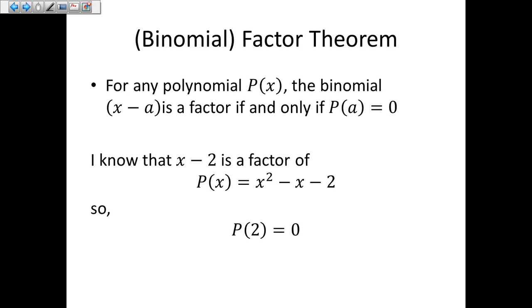The factor theorem, which really is the binomial factor theorem because it tells us if a binomial is a factor of a polynomial, says that for any polynomial, a binomial x minus a is a factor if and only if p of a equals 0. That means that if we plug in the number opposite the number with x into the polynomial and we get 0, then that binomial is a factor. So I know that x minus 2 is a factor of the polynomial p of x equals x squared minus x minus 2. So that means that when I plug in 2, I should get 0.